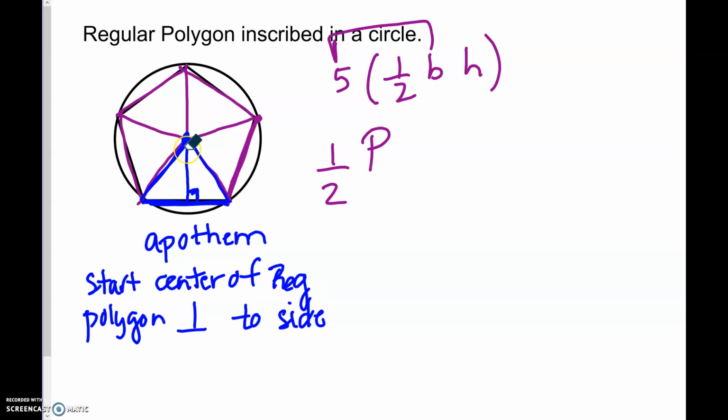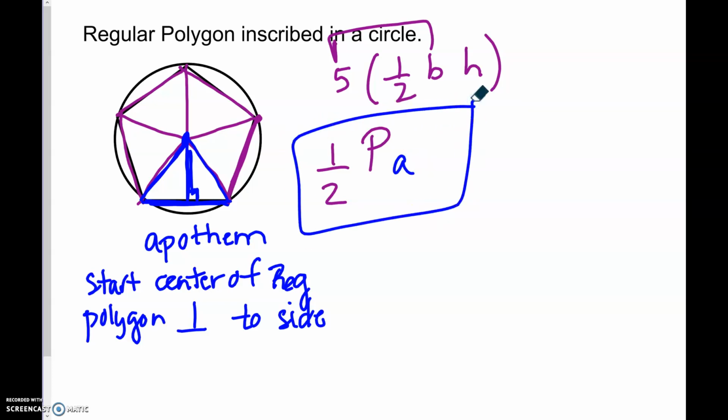And isn't that the height of this triangle? Well, they didn't want to call it the height. So we have a special formula for any regular polygon, and it is 1/2 perimeter times apothem. So perimeter times apothem.